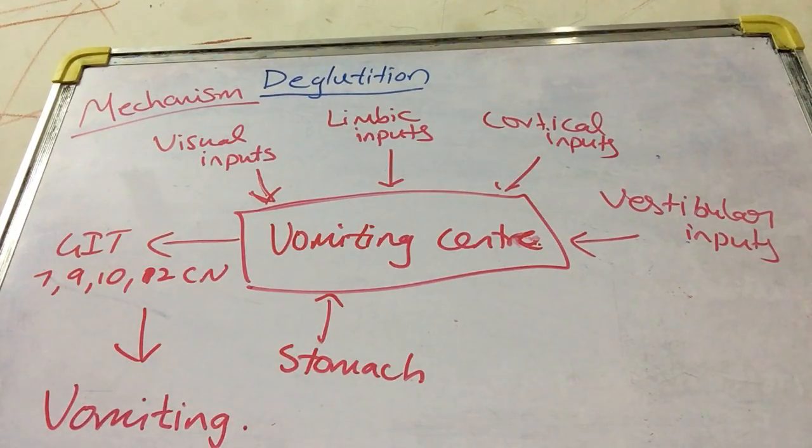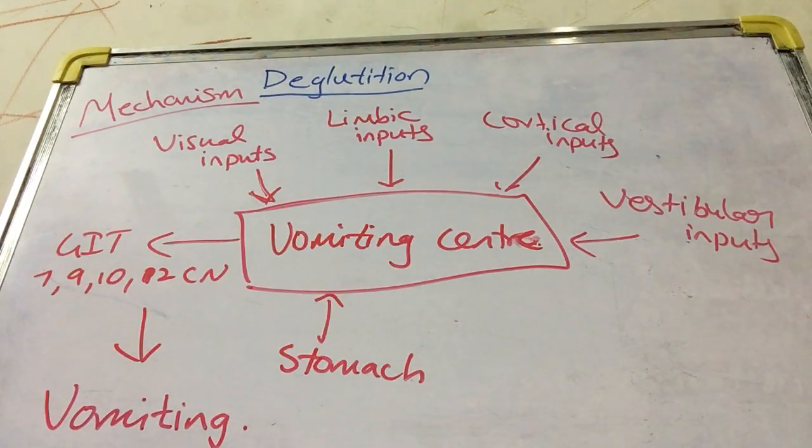Now coming to the mechanism of vomiting. The genesis of reverse peristalsis that starts from the middle of the jejunum sweeps the contents of the intestine and the duodenum into the stomach. And the relaxation of the pyloric sphincter allows the intestinal contents to enter into the stomach.